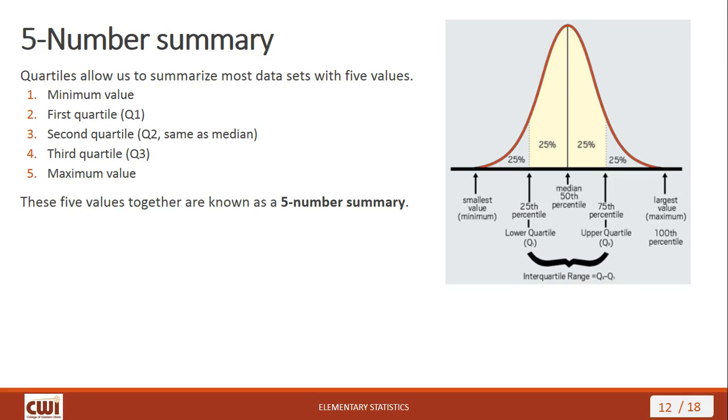This 5-number summary starts with the minimum value, the one that's here on the far left side. Then we go to the first quartile, the second quartile, which is the same as the median, the third quartile, and then the maximum value. These 5 numbers taken together provide us a 5-number summary of our data distribution. They are together known as a 5-number summary. Go figure.